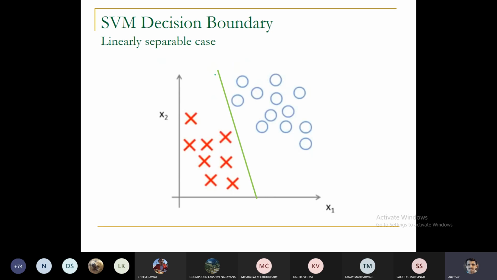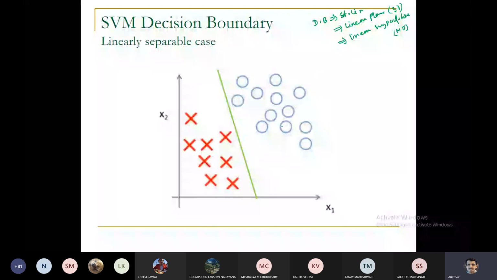boundary. The decision boundary may be a straight line. This is a 3D case, and if it's a multi-dimensional case, it's a hyperplane. But how do you know which particular separator is good?